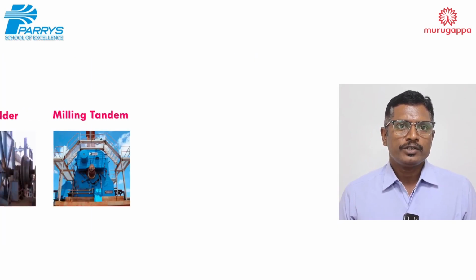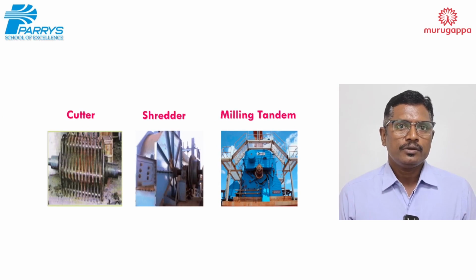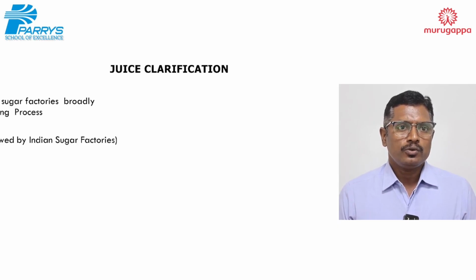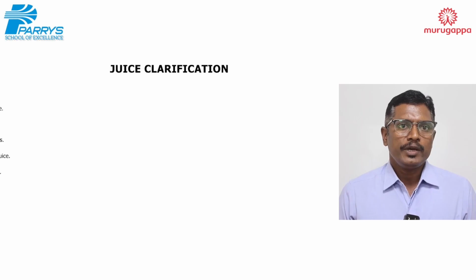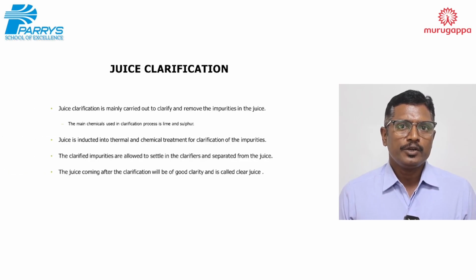Juice clarification. In juice clarification, broadly two processes are followed. One is sulfitation and the other is carbonation. In India, double sulfitation process is followed by major sugar factories. Juice clarification is mainly carried out to clarify and remove the impurities in the juice. The main chemicals used in clarification process are lime and sulfur.